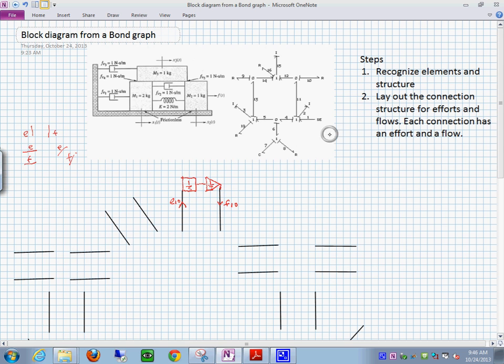That's that one. The constitutive relationship of the R element right next to it, what does it say? It says that the flow goes in and the effort goes out. So flow goes in like this. This is F16. I didn't read this correctly. Guys, you should correct me. This is not 10, it's 15.